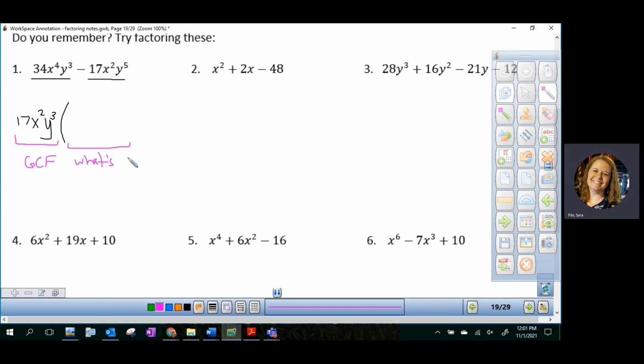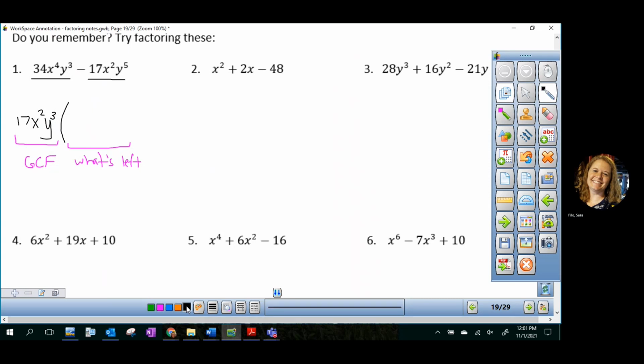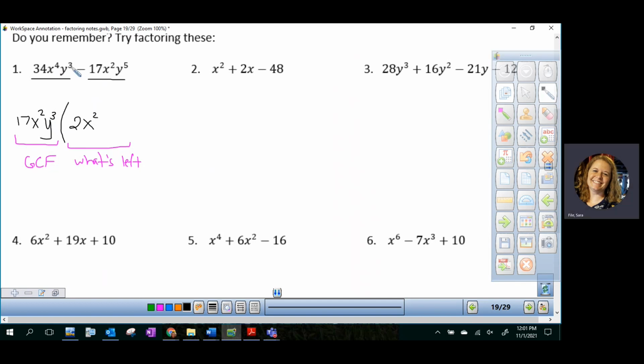Okay, so when I say what's left, I mean, what do you get? What's remaining in that expression after you divide that GCF out? Okay, so when I do 34 divided by 17, I get 2. When I do x to the 4th divided by x squared, that's x squared. Y cubed divided by y cubed, that reduces to a 1. So I don't have to write times 1.